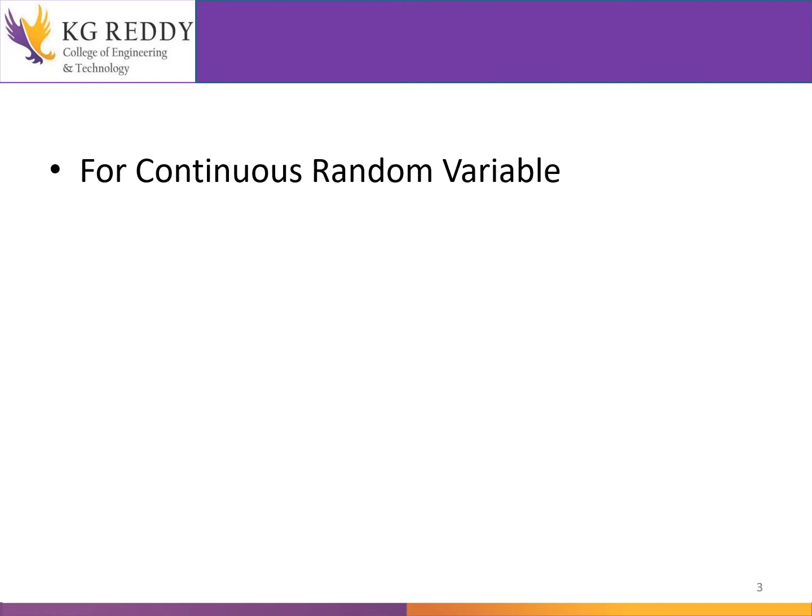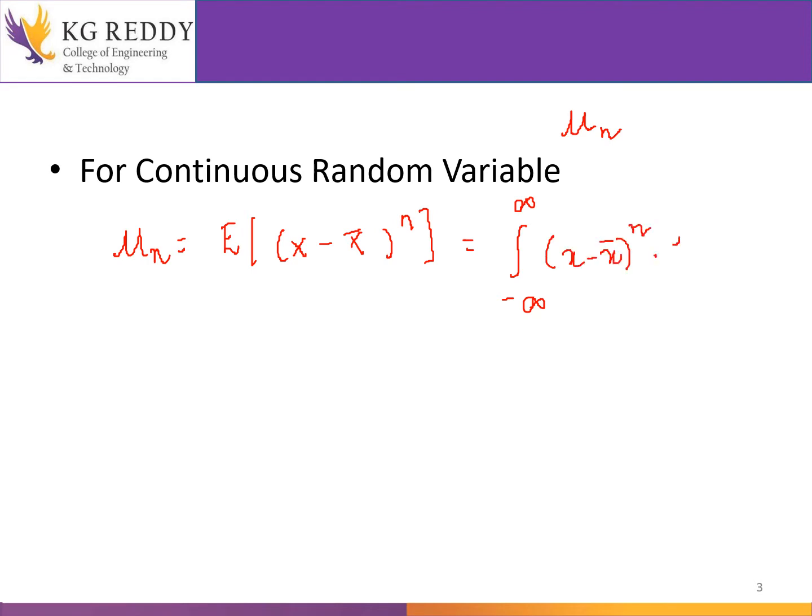variable. And the central moment or the moment about the mean is represented by mu n. And for the continuous random variable, mu n will be nothing but expectation of x minus x bar raised to n. So this can be written as, just apply the formula of expectation, it will be minus infinity to infinity x minus x bar raised to n into fx of x, which is the density function. In this way we will be writing the mu n, that is moment about the mean value for the continuous random variable.